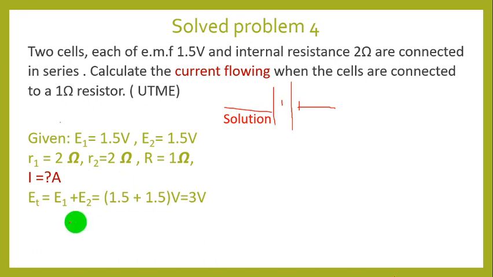Then the next thing we have is what? We need to get the value of R total in this case. To get the value of R total, that is total internal resistance in this question, all you just have to make use of is going to be what now? Because they're in series, you just add the two of them together.